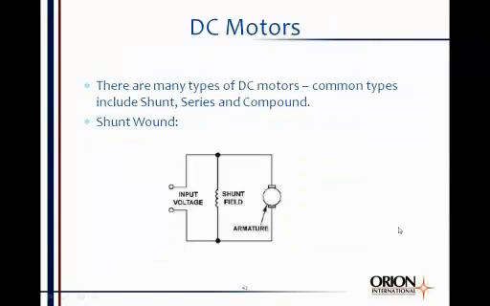All right, moving on, DC motors. There are a bunch of different types of DC motors. I want to talk about the most common types, which are the shunt motor, the series motor, and then the compound motor. Shunt, by the way, means parallel. So a shunt motor, if you look at the schematic, the shunt field, the parallel field, the field for this motor is in parallel with the armature.